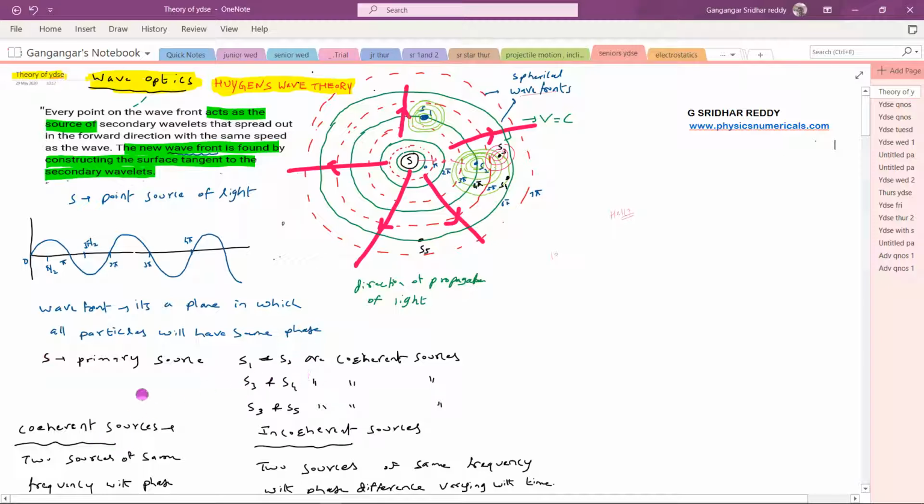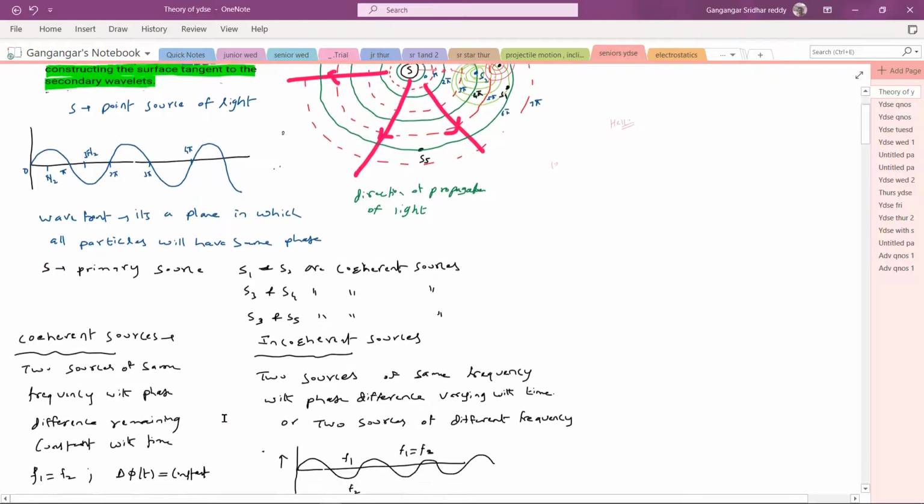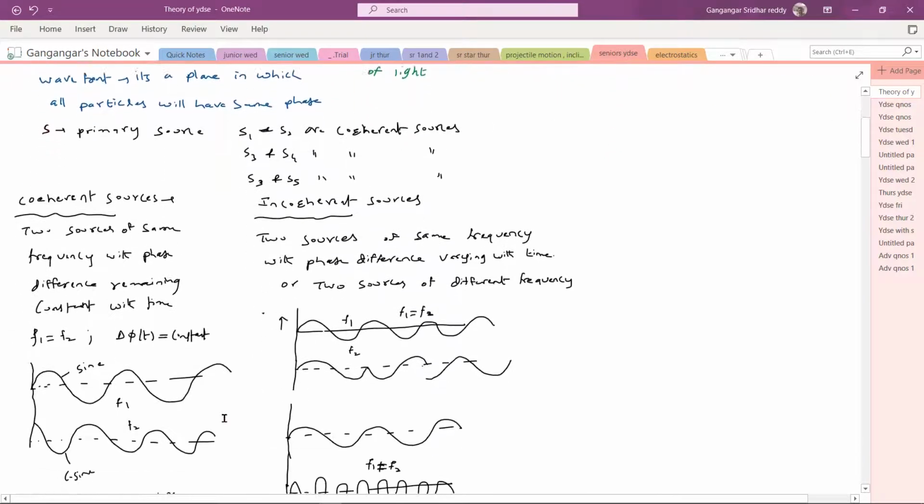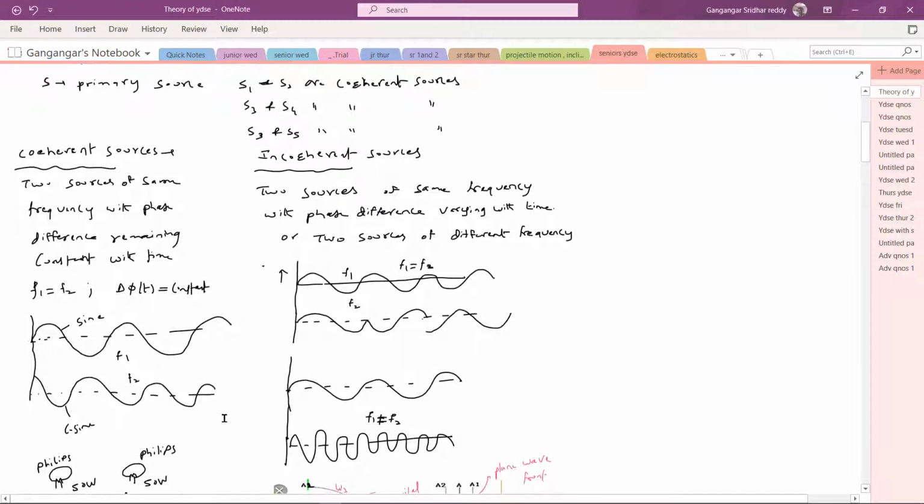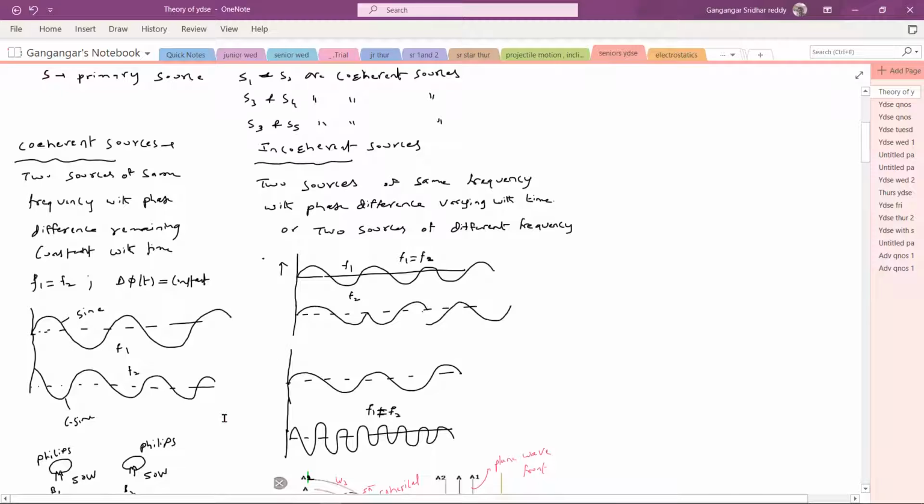What do you mean by coherent sources? Let me introduce the idea of coherent sources. Two sources of the same frequency with phase difference remaining constant with time are said to be coherent. I'm asking you to look at this part of the content. Coherent sources: two sources of the same frequency with phase difference remaining constant with time.